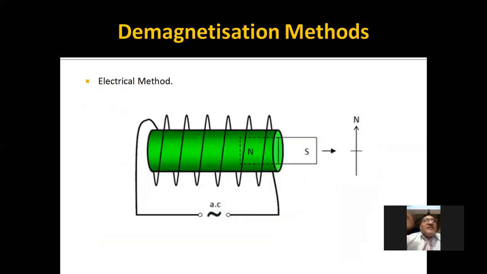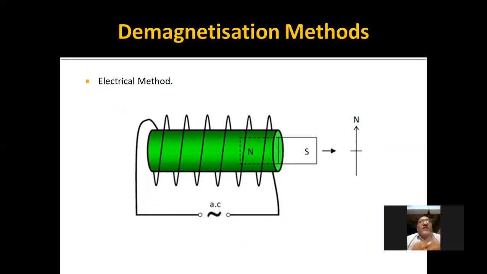Another demagnetizing method is very simple. Now remember these words: for demagnetization we use alternating current.